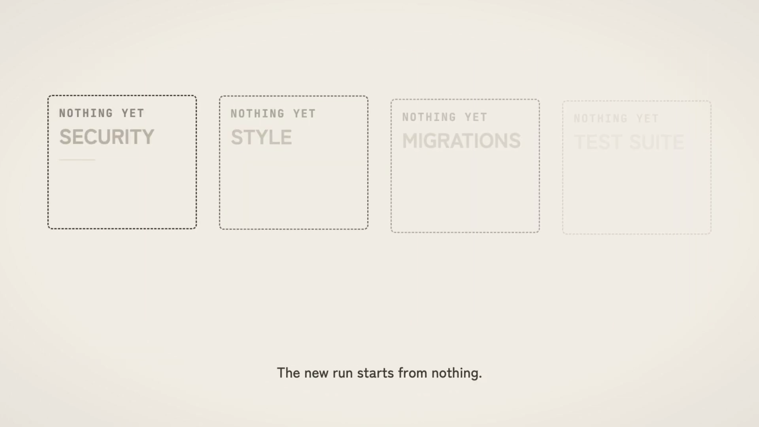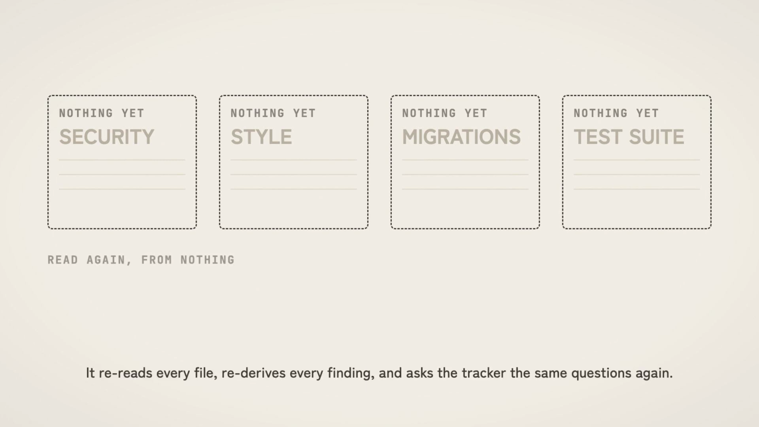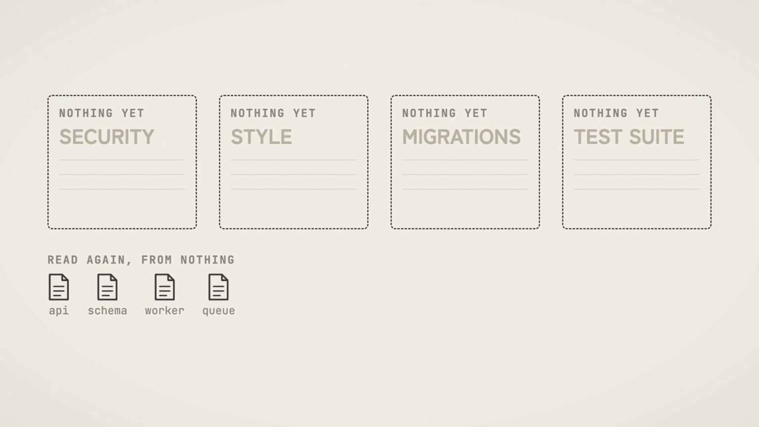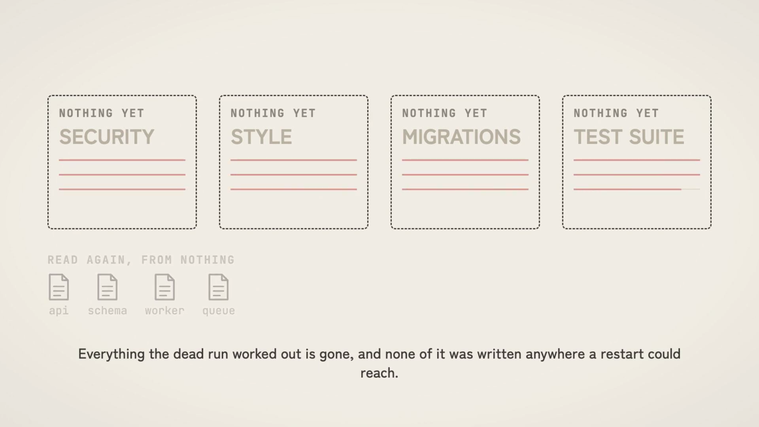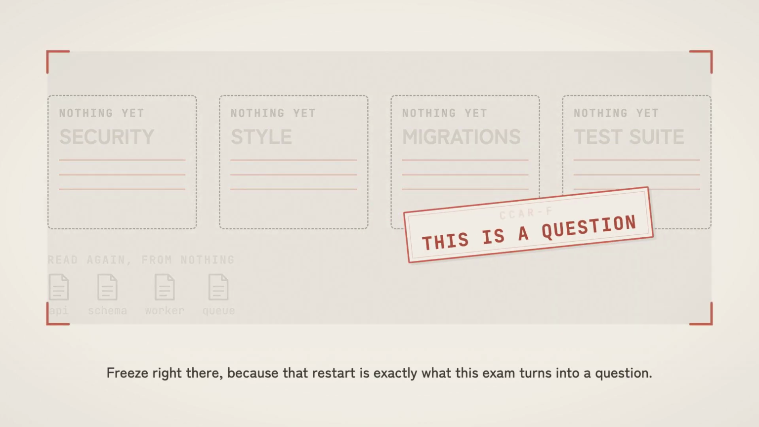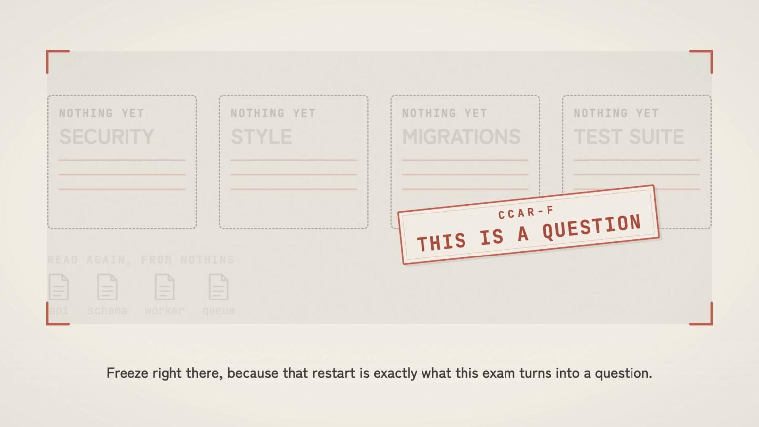The new run starts from nothing. It rereads every file, re-derives every finding, and asks the tracker the same questions again. Everything the dead run worked out is gone, and none of it was written anywhere a restart could reach. Freeze right there, because that restart is exactly what this exam turns into a question.